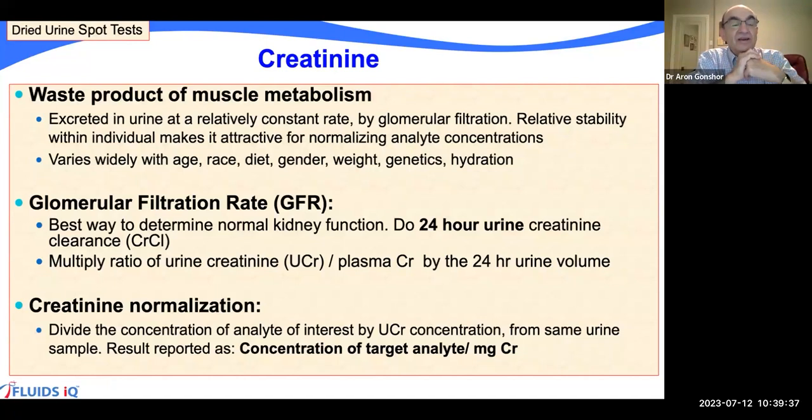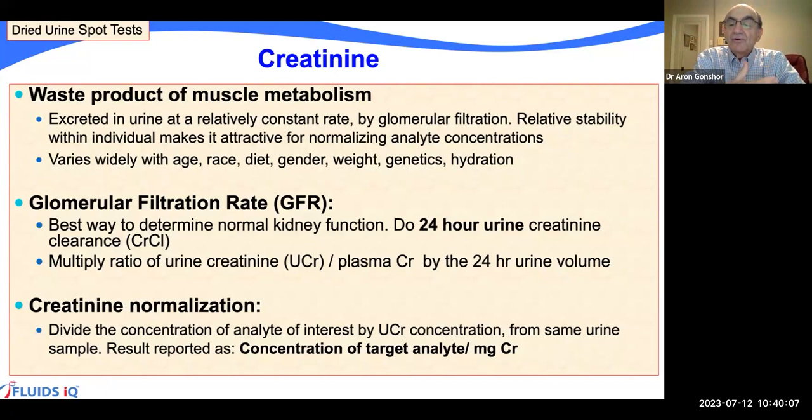But it does vary, and varies widely, ladies and gentlemen, with age, with race, with diet, with gender, with weight, with genetics, with hydration. Remember that last one. So if you're looking at something called the glomerular filtration rate, the GFR, it is very well known, and tested for, as I said, every day. It's the best way to determine normal kidney function. That's why we do it.